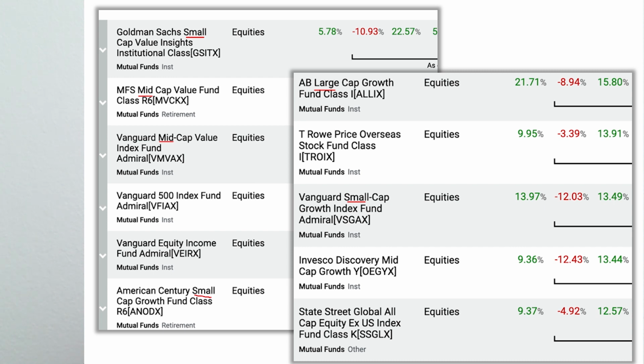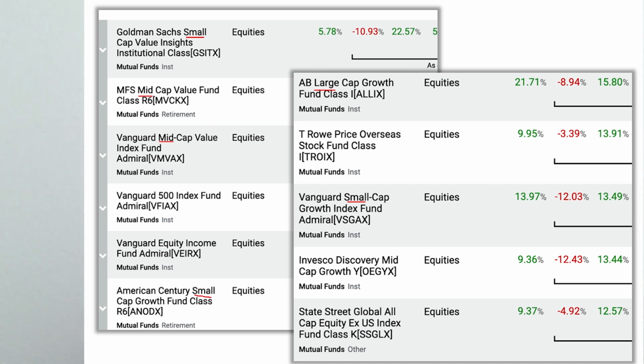Okay, let's now talk about the equity funds, and that includes all the ones starting from this one named Goldman Sachs all the way down to the State Street Global. Now, when it comes to stock funds, typically you're going to see stock funds divided into small cap, mid cap, and we see a couple of that here. We see a Vanguard mid cap. We also see the Goldman Sachs small cap, like I highlighted, an American Century small cap, an AB large cap.